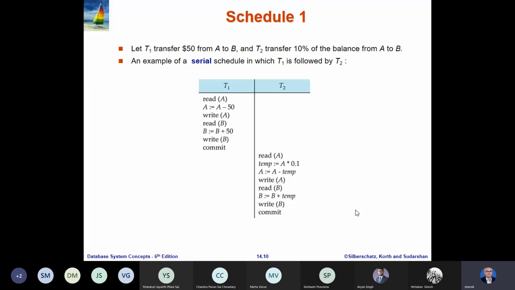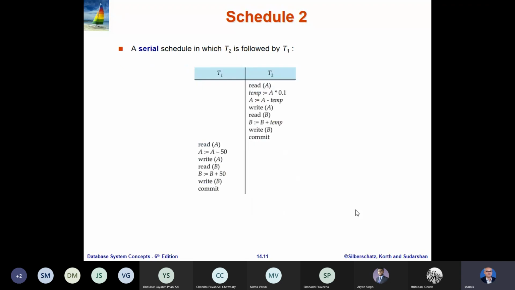Now this is a schedule where I have shown transactions T1 and T2 in terms of all their instructions, and also the chronological order, meaning here you see that T2's read occurs after the commit of T1. So we have shown them one after the other. The first instruction of T2 starts after the last instruction of T1. This is called a serial schedule. Here T1 is followed by T2, meaning all instructions of T1 get executed, and only then T2 starts executing. So this is an example of a serial schedule.